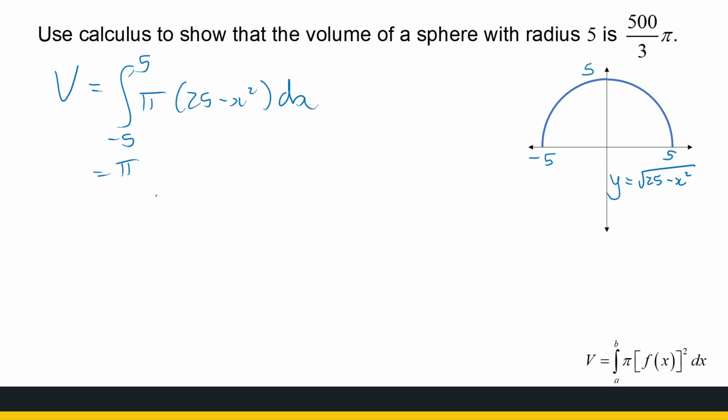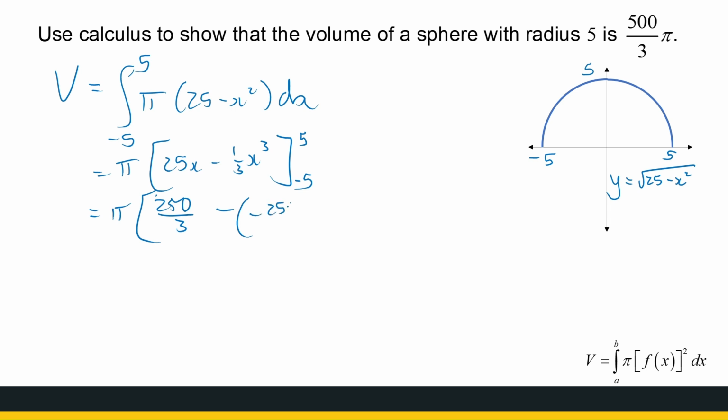But I know the antiderivative of 25 minus x squared is 25x minus a third x cubed, between 5 and minus 5. So we've got pi times, substitute 5 in there, and I've got 125 minus a third of 125, so that gives me 250 over 3, minus, substitute minus 5 in, and I get minus 250 over 3. So that is 500 over 3 times pi, which is exactly what my traditional formula got me.